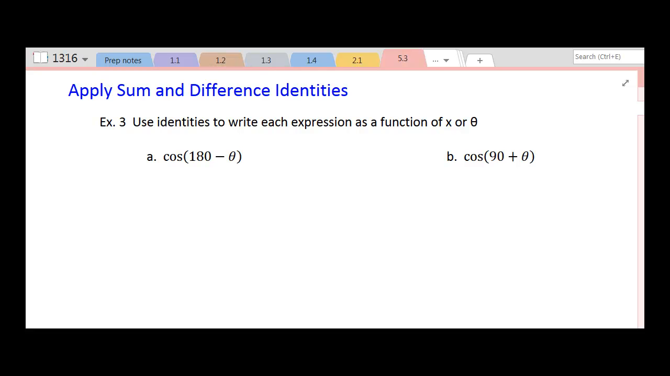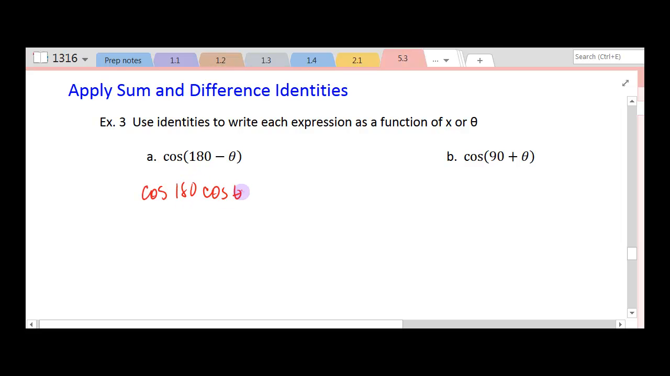So let's look at some examples where we actually apply the sum and difference identities. For this first example, I want to rewrite an expression using the appropriate identity, or in other words, simplify something that looks like this. Here I have the cosine of 180 minus theta, and I can use the difference identity for cosine to rewrite this so it looks like the cosine of the first, the cosine of 180, times the cosine of the second plus the sine of the first times the sine of the second.